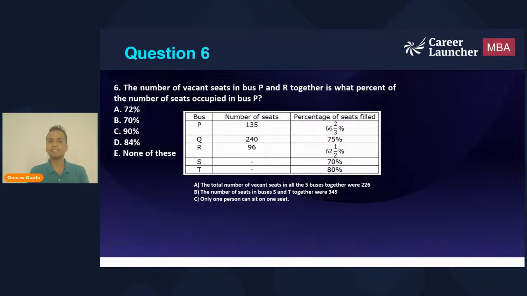So the number of vacant seats in bus P and R together is what percentage of the number of seats occupied in bus P? A quick answer will be appreciated. Come on, quickly.